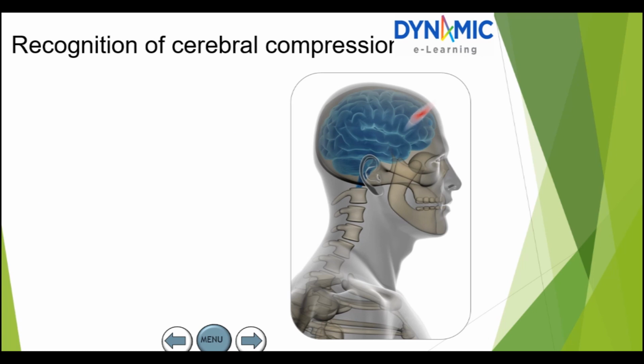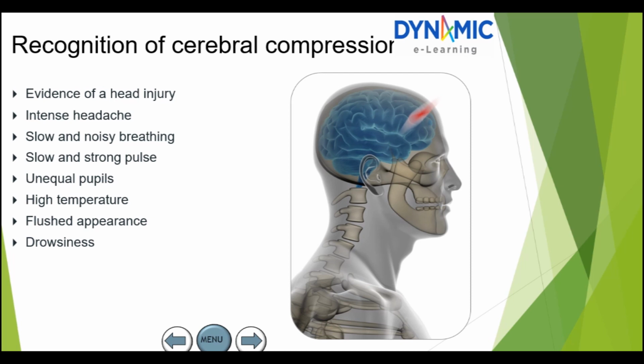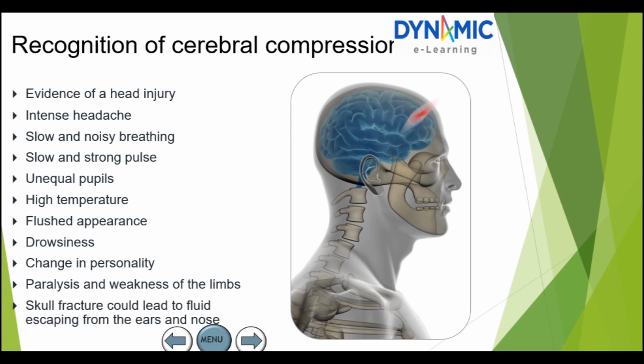Recognition of cerebral compression. This is potentially a very dangerous injury, so there's evidence of head injury externally. The child may complain of intense headache, slow, noisy breathing, very slow and strong pulse. The pupils now are unequal. One pupil is dilated or much larger than the other. There will be a high temperature, flushed appearance, drowsiness, maybe a change in personality, paralysis and weakness of the limbs. A skull fracture could lead to fluid escaping from the ears and nose.